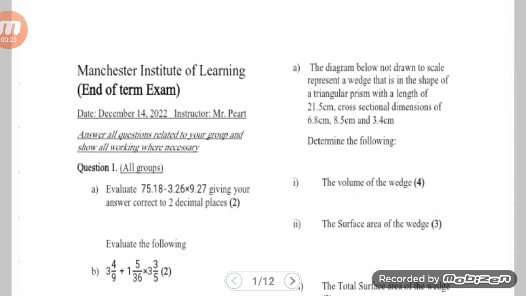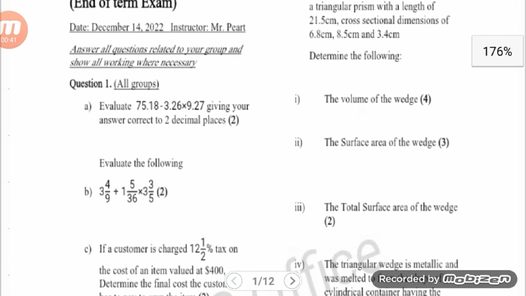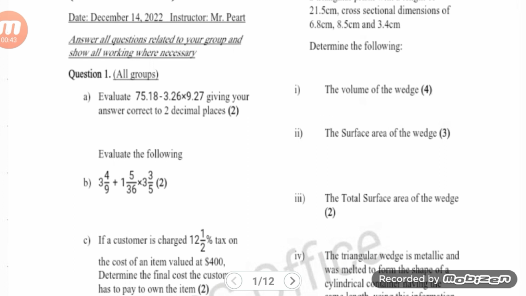All right, so the diagram below, not drawn to scale, represents a wedge that is in the shape of a triangular prism with a length of 21.5 centimeters, cross-sectional dimensions of 6.8, 8.5, and 3.4. And using that information, we are to calculate the volume of the wedge, the surface area of the wedge, and the total surface area of the wedge.